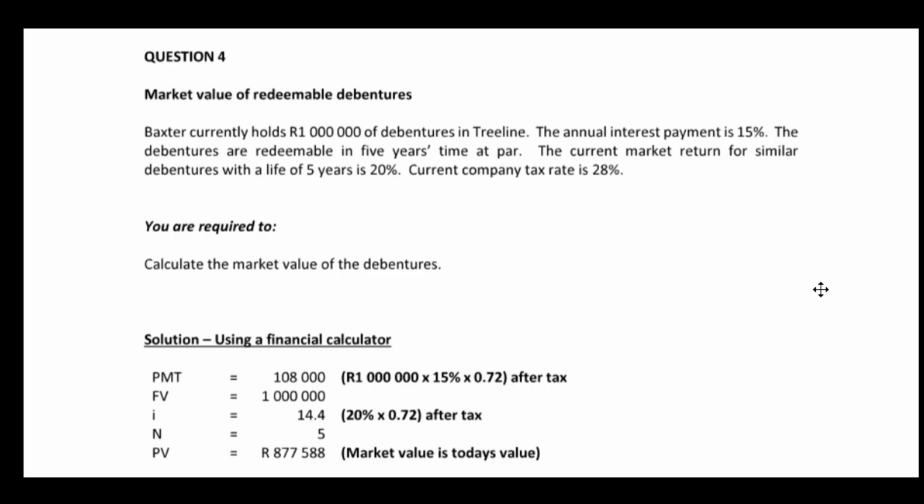So Baxter holds 1 million rand of debentures in Treeline. Annual interest payments is 15%, and the debentures are redeemable in 5 years' time at par value. Now remember, that number could have been premium or discount. So please read carefully, that's what's important. The current market return for similar debentures with a 5-year life is 20%.